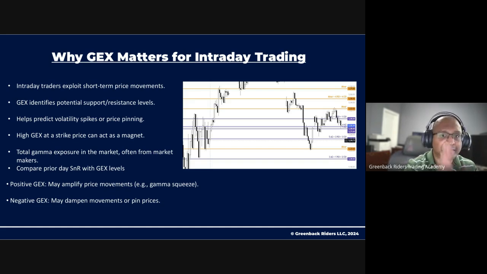I am also developing something that pulls the data with an API from TOS. The TOS API is free. And then I'm trying to put it in an Excel and create the data myself so that I end my dependency on these services. Okay, positive gamma exposure may amplify price movements, for example gamma squeezes. Negative GEX may dampen movement or pin prices. So that is what happened yesterday.